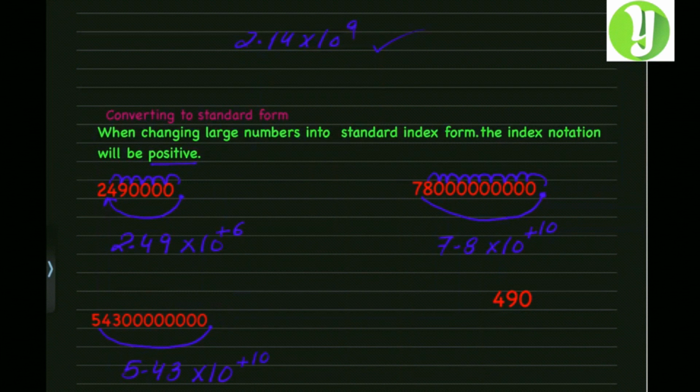Okay, and the 490, the decimal is there, and if I convert after 4, it's 4.90 times 10 to the power of a positive 2. Now that's for the large numbers.